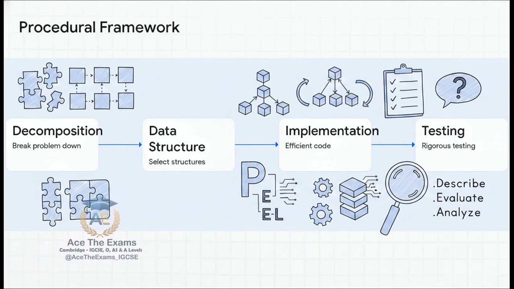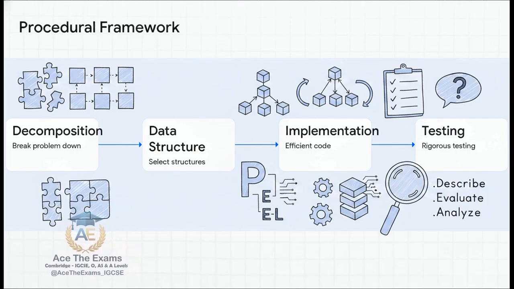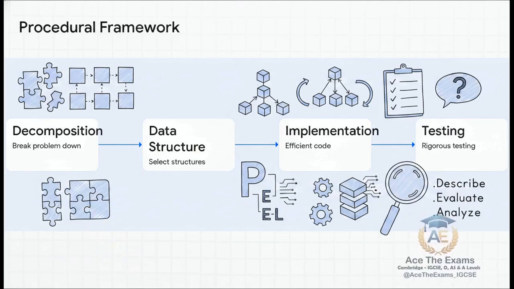Step 1 is step-by-step decomposition. Before you write a single word, break the problem down. What is the processor actually being asked to do? Step 2 is data structure selection. How is the data moving through the cache and the registers?